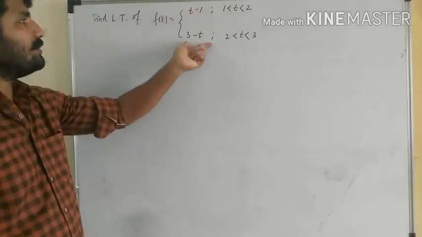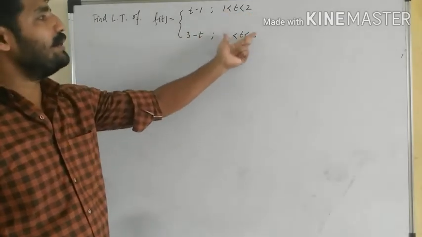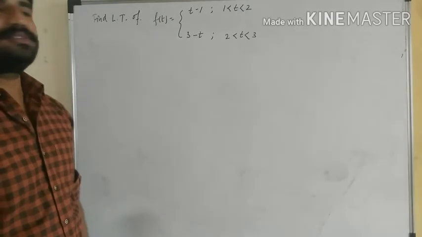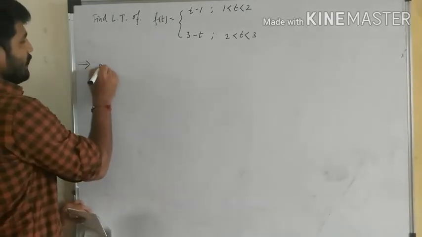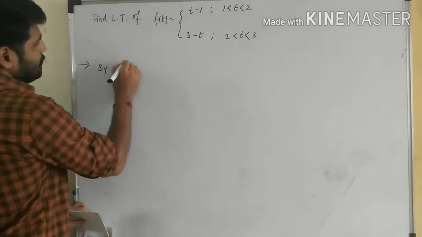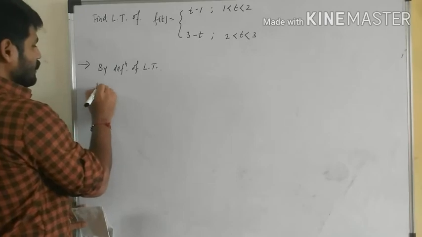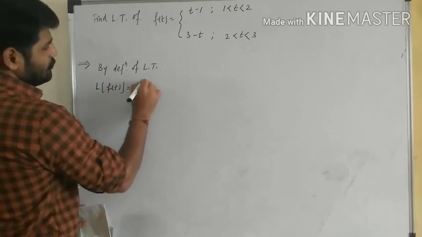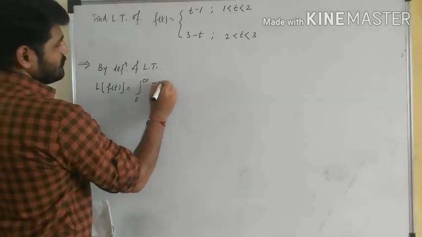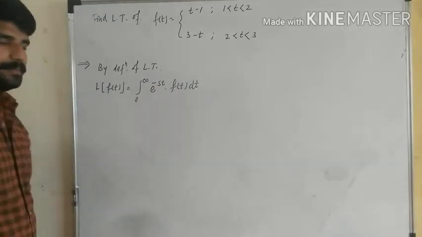This is a discontinuous function, discontinuous in two sub intervals, that is 1 to 2 and 2 to 3, and otherwise we get 0. So see here how to find the Laplace transform. By definition of Laplace transform, we have Laplace transform of f of t is equal to integral from 0 to infinity e raised to minus st into f of t dt. So this is the definition.